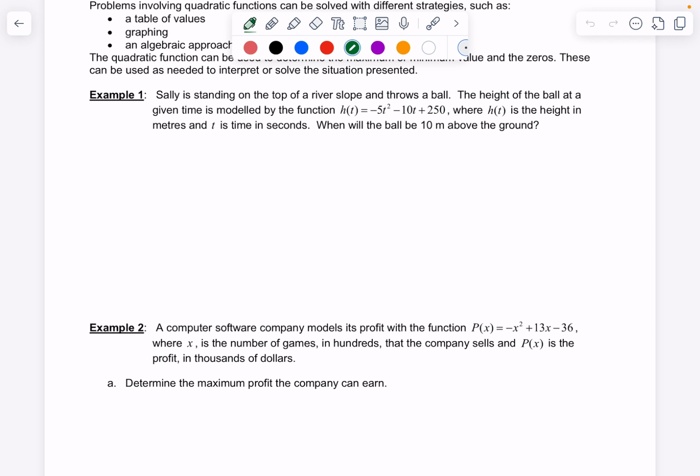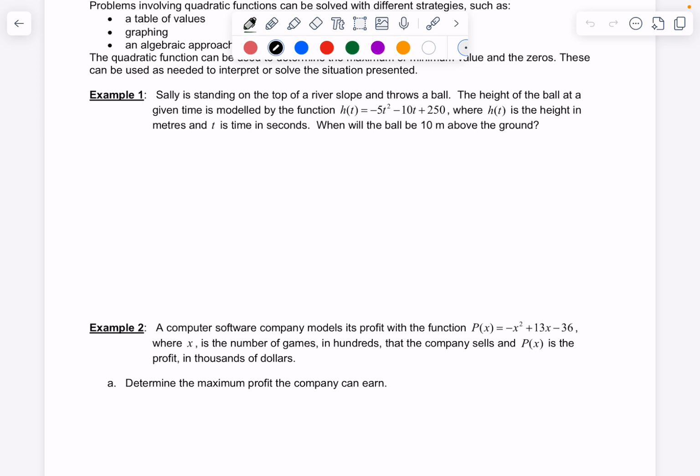Example 1. Sally is standing on the top of a river slope and throws a ball. The height of the ball at a given time is modeled by the function h of t, where h of t is the height in meters and t is time in seconds. When will the ball be 10 meters above the ground?